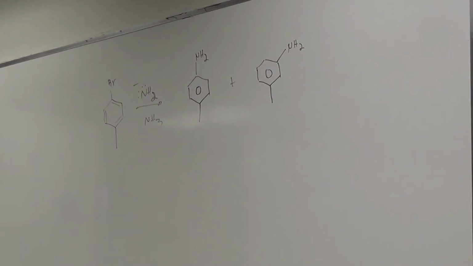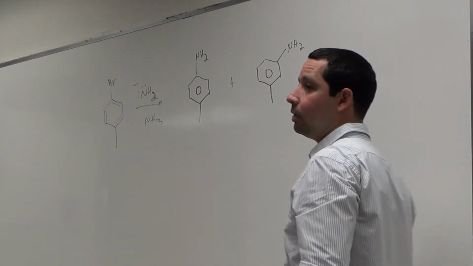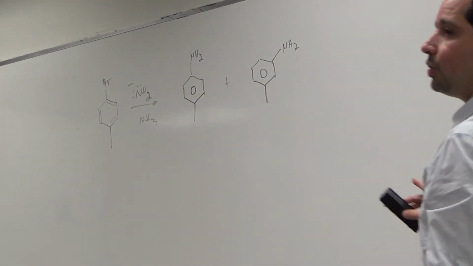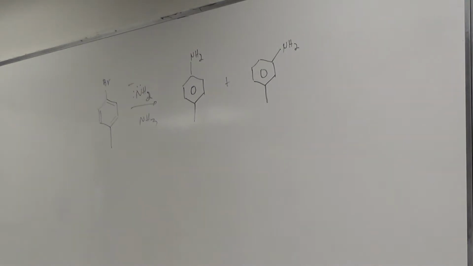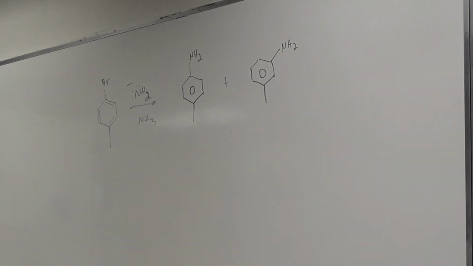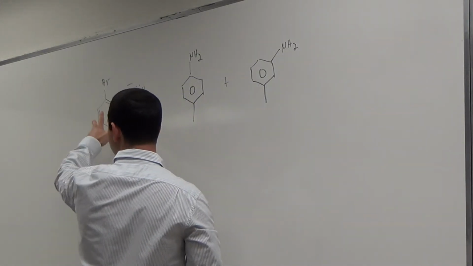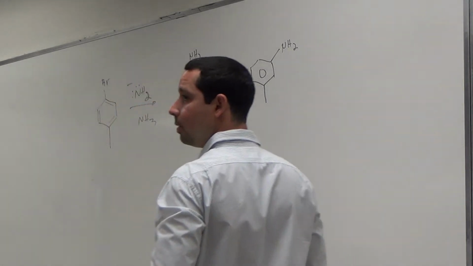So we always have to write the two products, we just can't do one. If it's elimination, because that's elimination, and that's the only example I give you. The only example with this will give you elimination when you have a benzene ring.